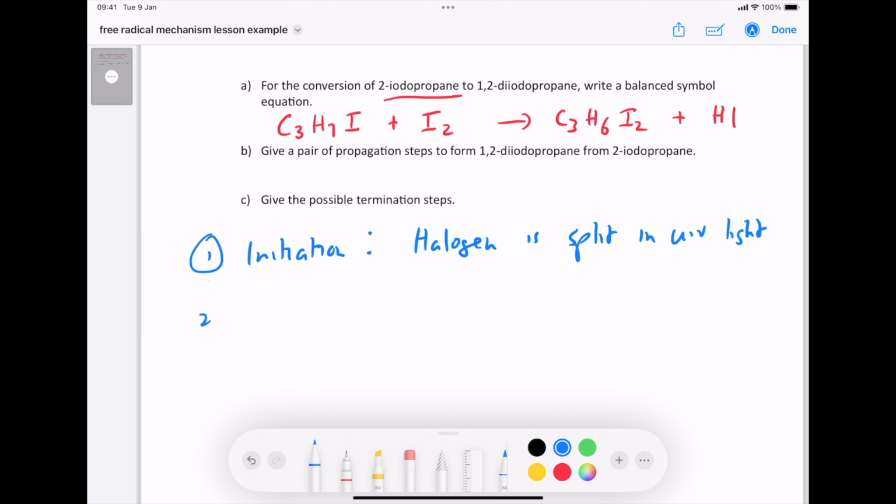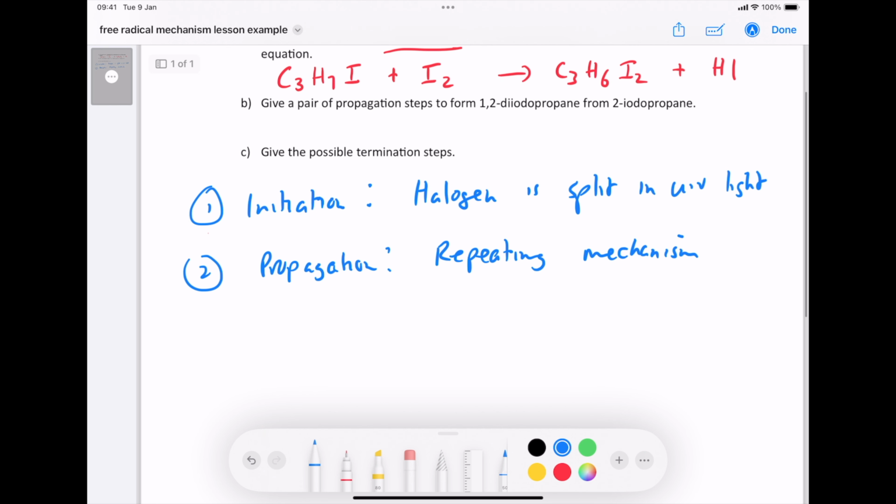Then in number 2, we have the propagation. Now this is a repeating mechanism. To propagate means to continue on and on. I'm just going to write the word equation because it helps to understand the cyclical nature of this mechanism. Once you've understood the word equation for it, it's very easy to predict what the next steps are going to be. This is how it works.